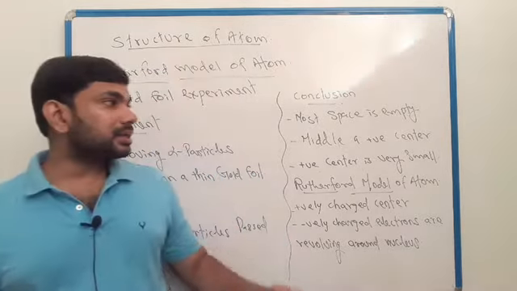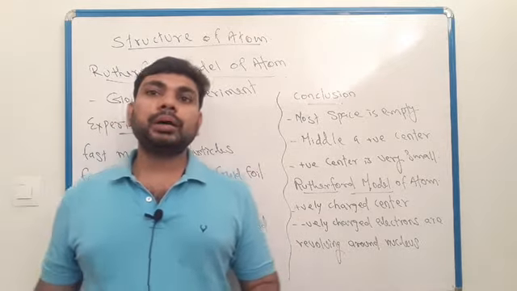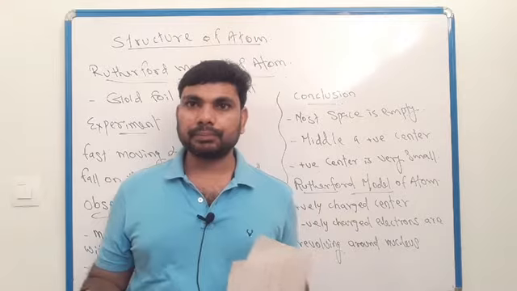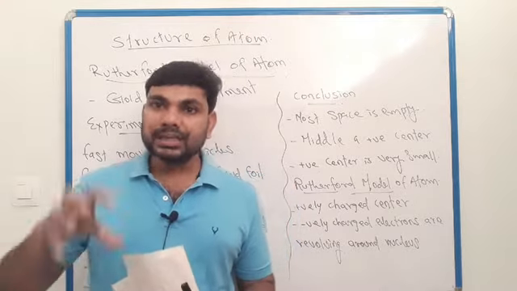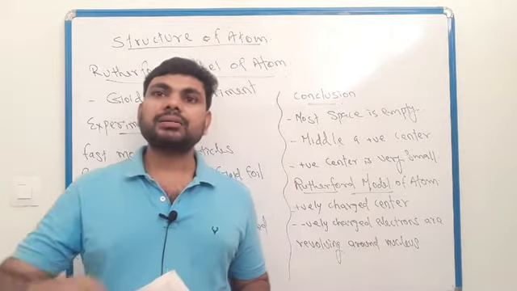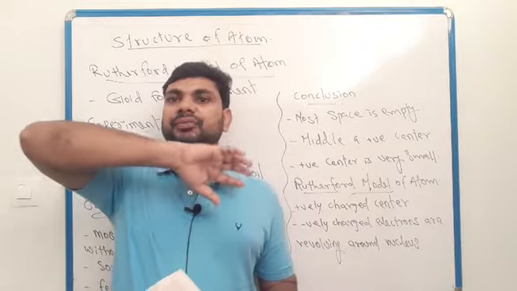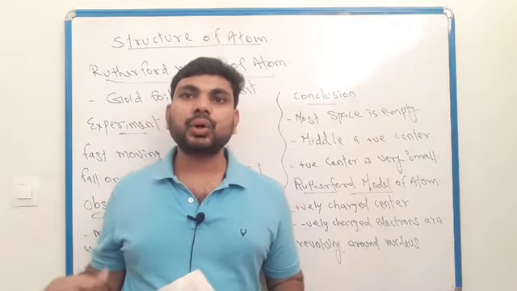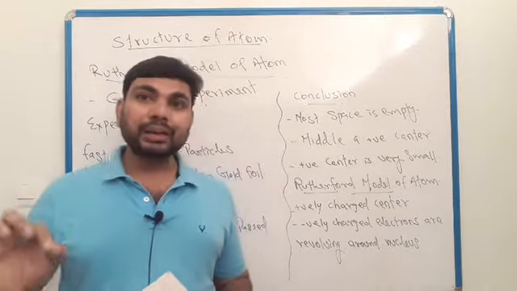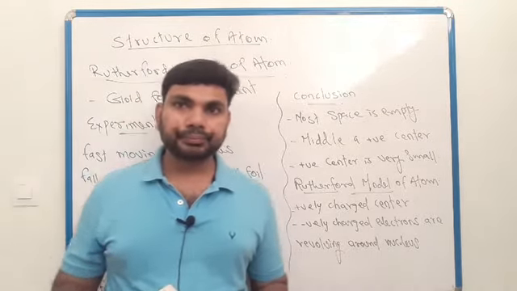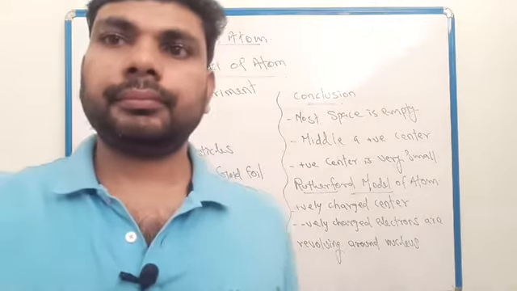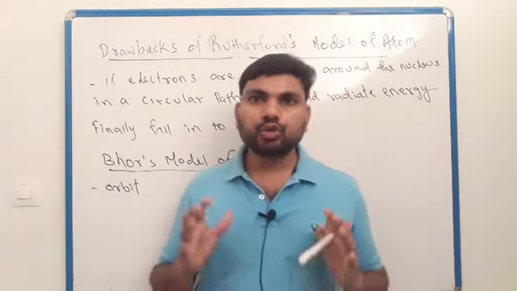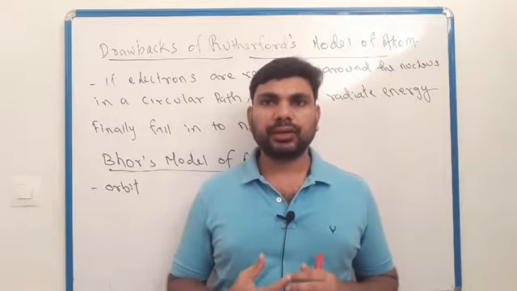You know, it is very similar to the solar system. In the middle there is the sun. Around the sun different planets are revolving. That's why this model of atom is also called the planetary model of atom. Clear? Okay, next one, we have to understand here the drawbacks of Rutherford model of atom.